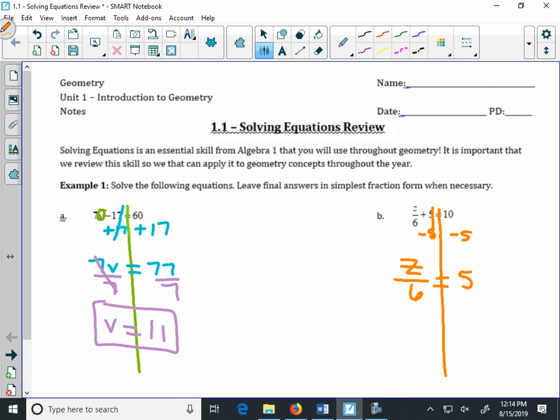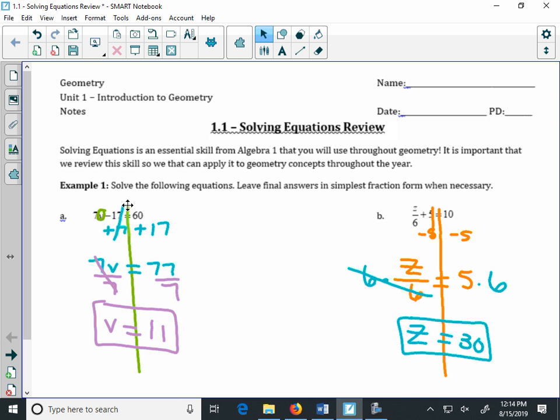Now, what do we need to move over? The 6. What are we doing with the z and the 6? Dividing. Good. The fraction bar means to divide. Opposite of dividing? Multiply. I'm going to multiply. That way it cancels because we did the opposite. Z is equal to, what's 5 times 6? 30. Questions over that one? Good? Nice, easy warm-up.